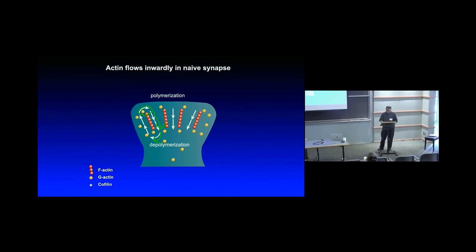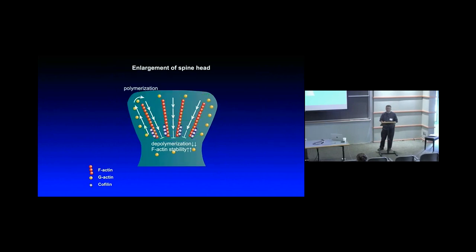But when you induce LTP, Kavli accumulates here at relatively high density so that it can stabilize F-actin. If actin depolymerization is stabilized, but addition of new actin molecules continues, F-actin gets elongated and makes a driving force towards the outside, which enlarges the dendritic spine structure. So this is our view.